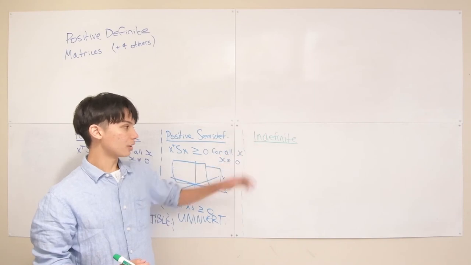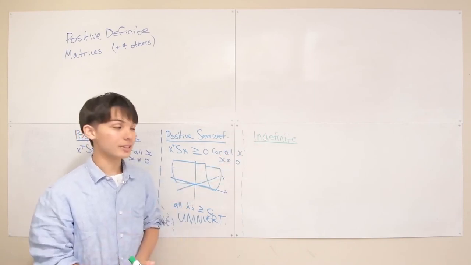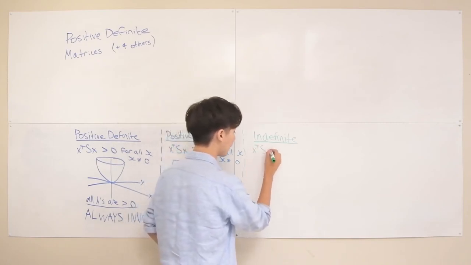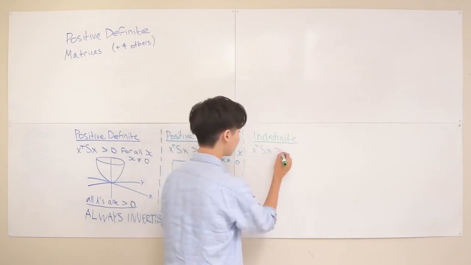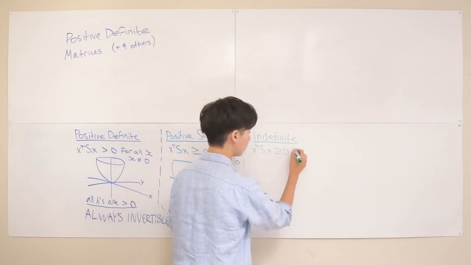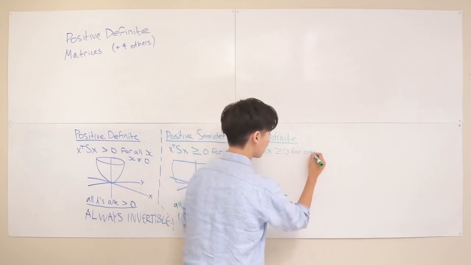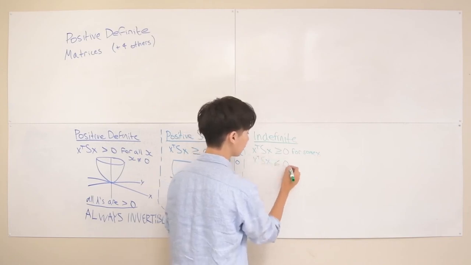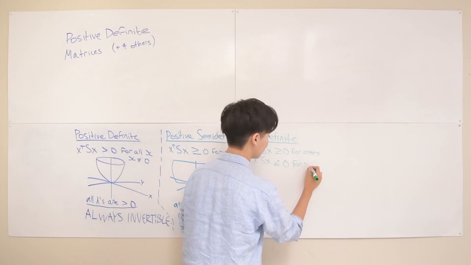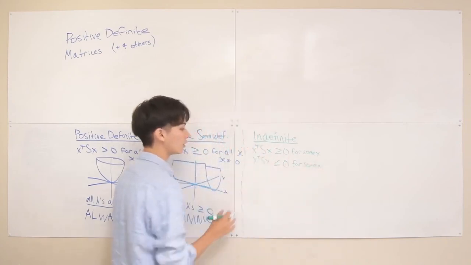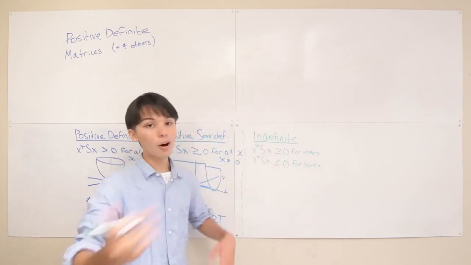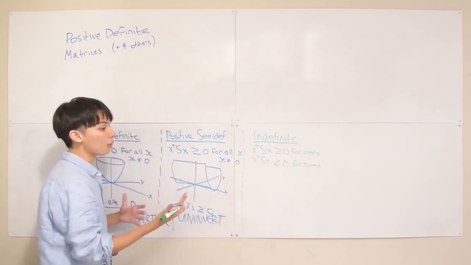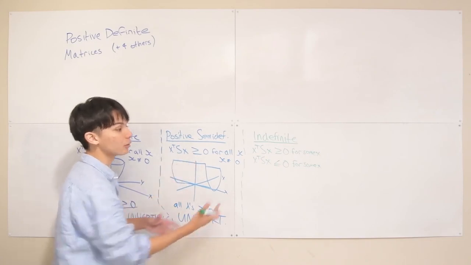When some symmetric matrix S is indefinite, you have this thing where X transpose SX is greater than or equal to 0 for some X, and then X transpose SX is less than or equal to 0 for some other X. So shortly, X transpose SX can be positive or negative or 0. There's no predictable thing. It's not all positive or all positive or equal to 0. It can be equal to anything.